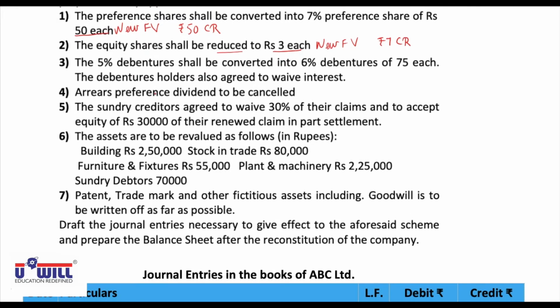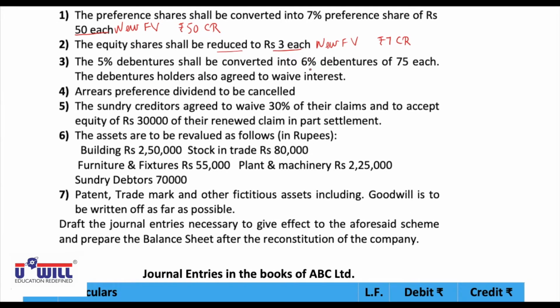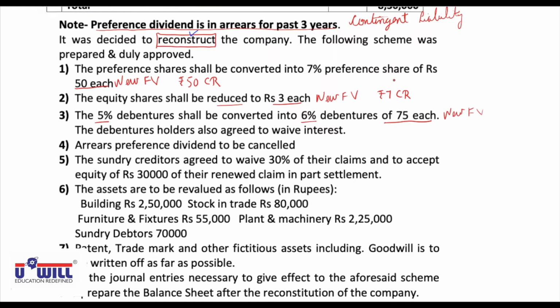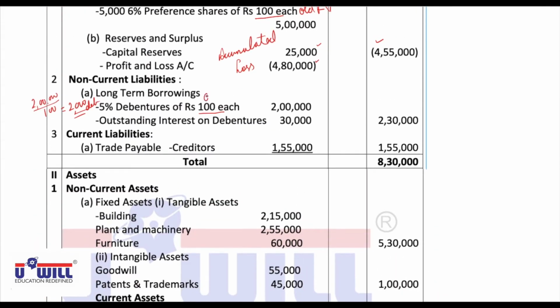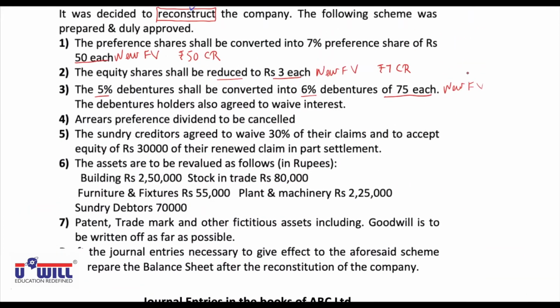The 5% debentures shall be converted into 6% debentures. The rate of interest we are increasing, but of 75 each. Again there is a new face value. The old face value is 100. So from 100 they are reduced to 75, which means they sacrifice rupees 25, and that will be transferred to capital reduction.